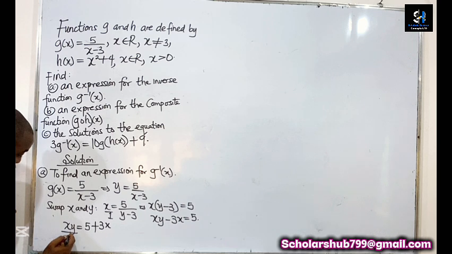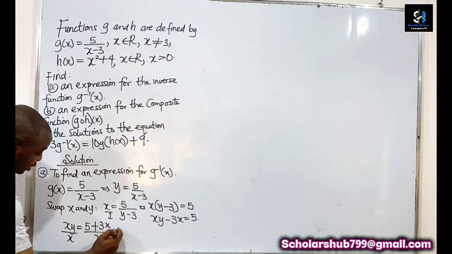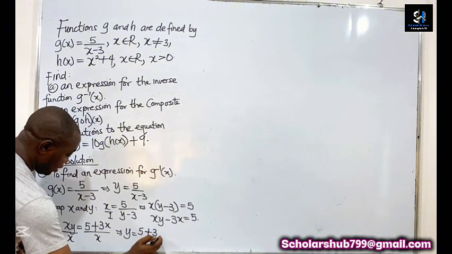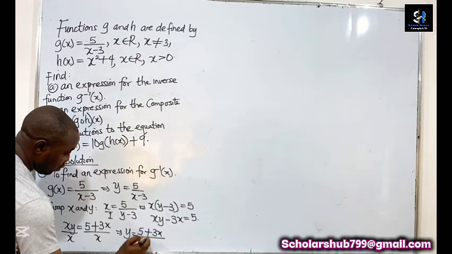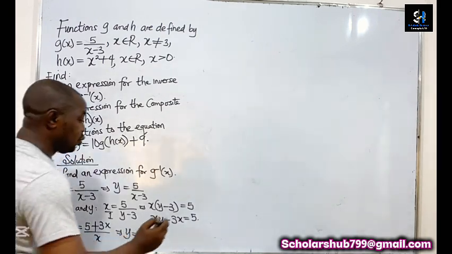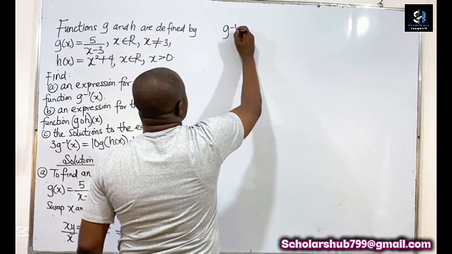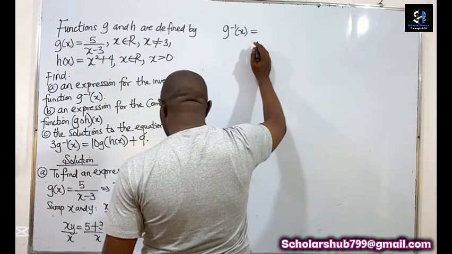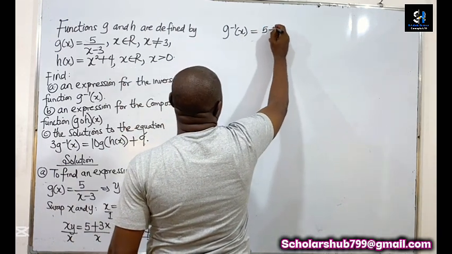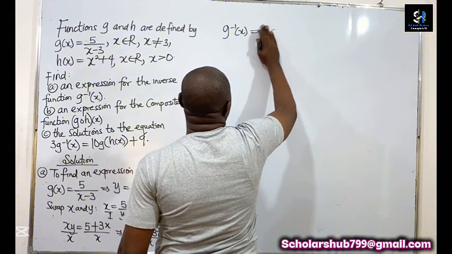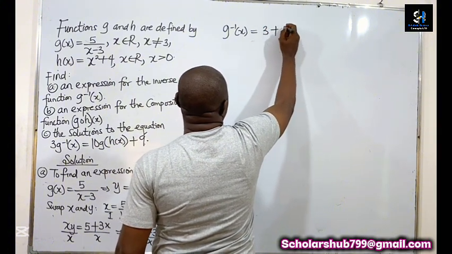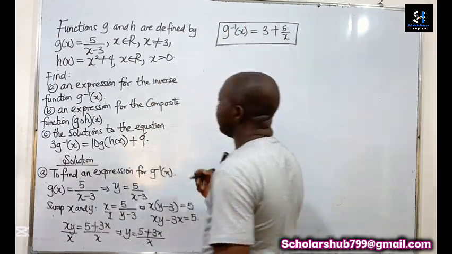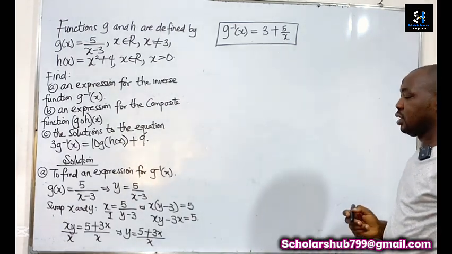Okay, now I can divide both sides by x. So y will be equal to 5 plus 3x over x, which means the inverse function of g of x will be equal to 5 over x plus 3, or 3 plus 5 over x. This is the expression for the inverse function of g of x.